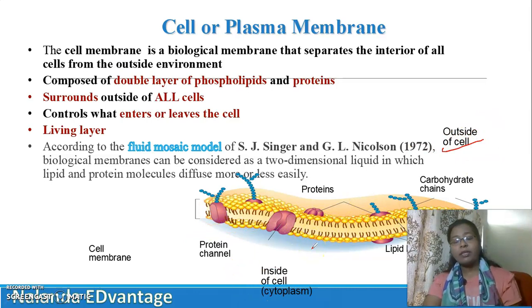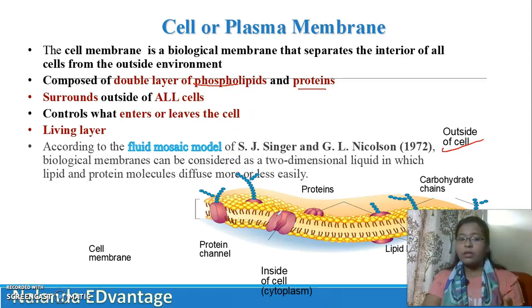Now this plasma membrane, as you can see, it consists of a double layer. एक डबल लेयर होती है किसकी? फॉस्फोलिपिड्स और प्रोटीन्स की. Phospholipids, they are basically your lipids and made up of phosphorus.